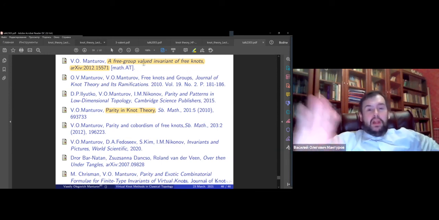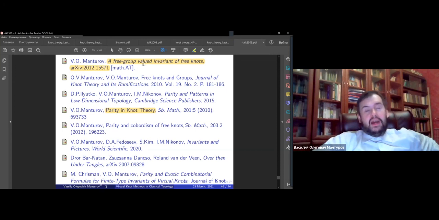But this is a work in progress, and I think in a couple of weeks or maybe a month, we will have exact theorems. But the parity, once we have homology, we immediately have parity.